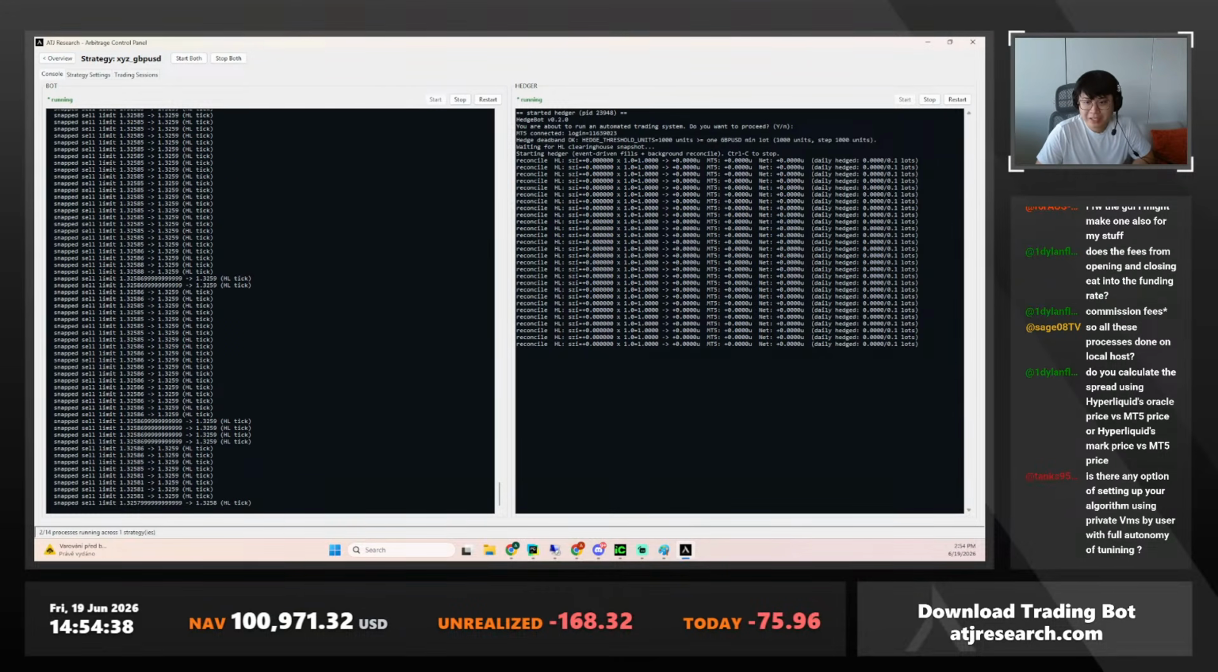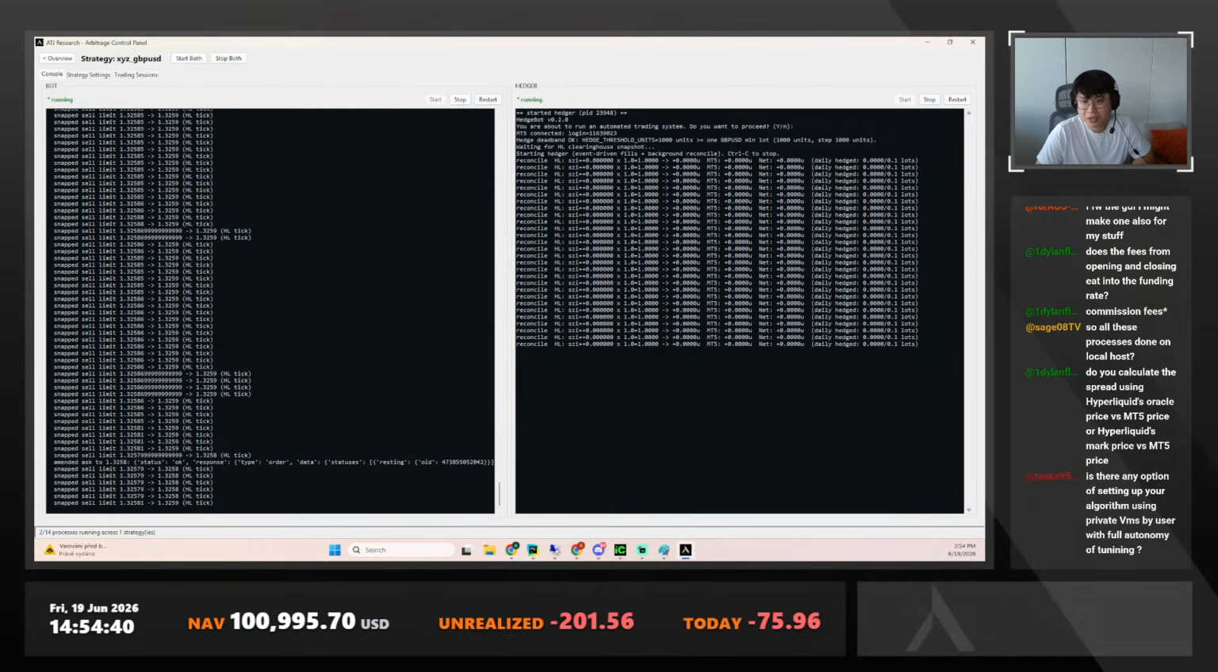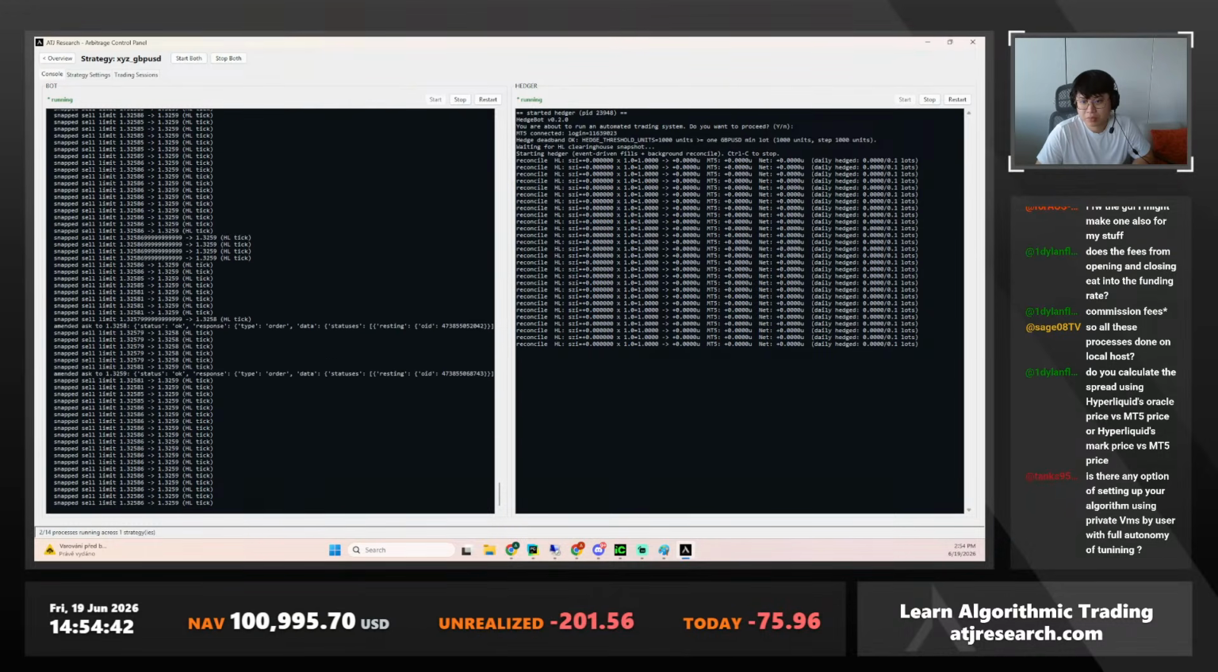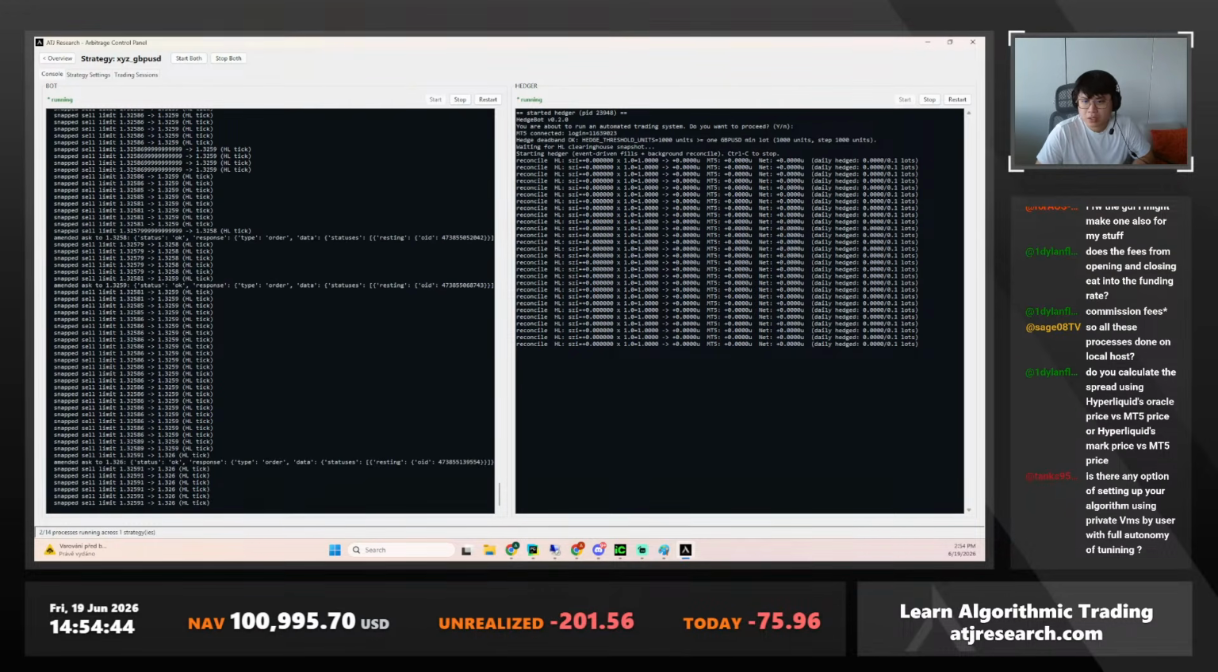So we have another question: is there any option of setting up your algorithm using private VMs by user with full autonomy of tuning?